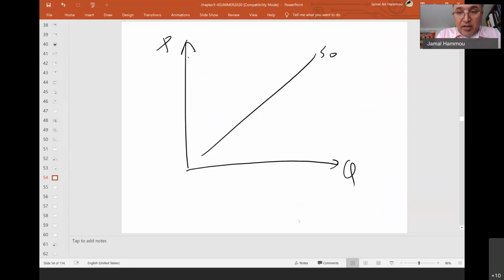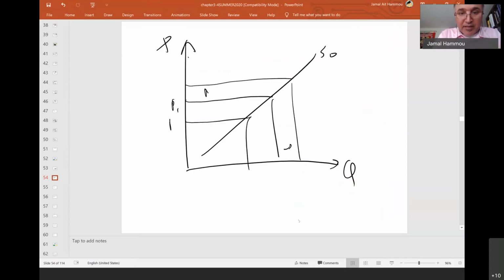Then I say, okay, now what happened? Something changed in the market. If it's the price, for example, I have to stay in the same graph. The price goes up, the quantity supplied increases. I'm not moving from the graph itself. I'm staying, a movement along the supply curve. If the price goes down, the quantity decreases.